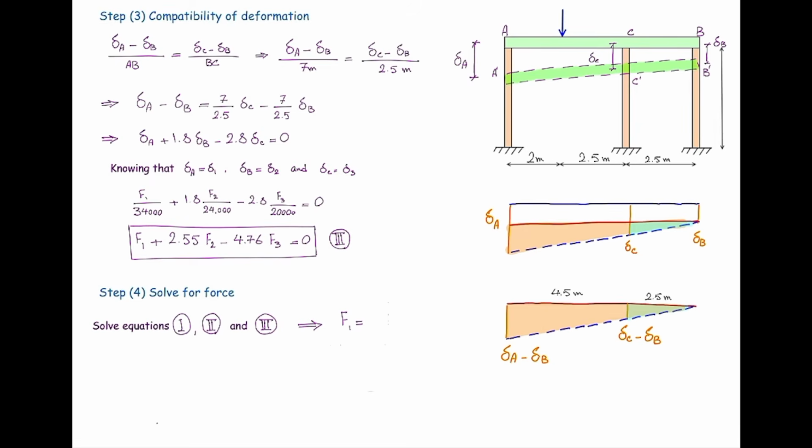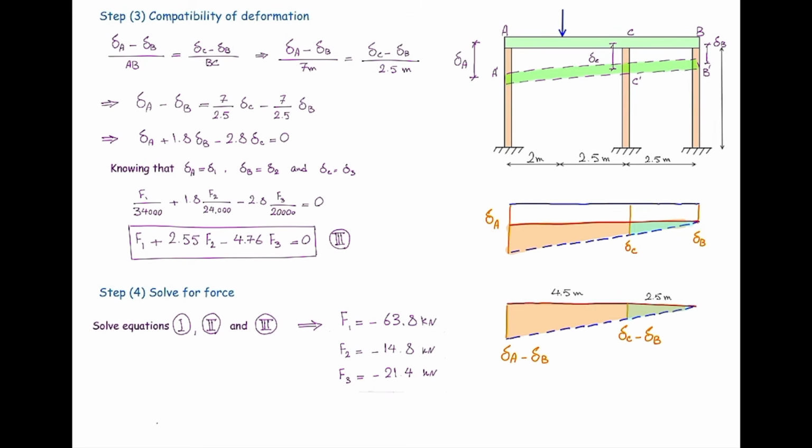And from that, we can determine F1 is equal to negative 63.8. F2 is going to be negative 14.8. And F3 is going to be 21.4 kilonewton. Okay? We have determined the internal force in these elements.